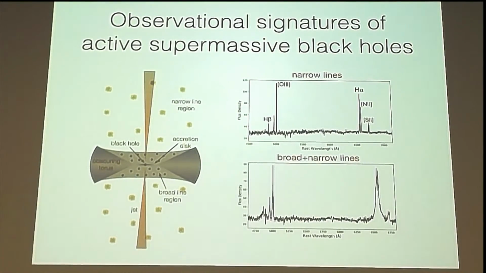Depending on the viewing angle, you may or may not observe the broad line region. So we think that there is an obscuring torus of material around the black hole. And so if you're viewing the system from the side, you may not see that broad line region, whereas if you're viewing it from the top down, you would see.